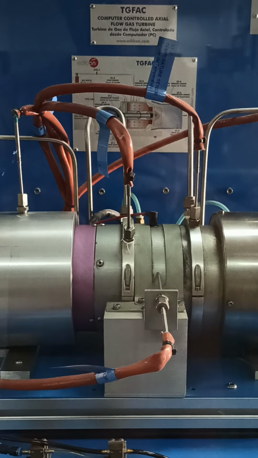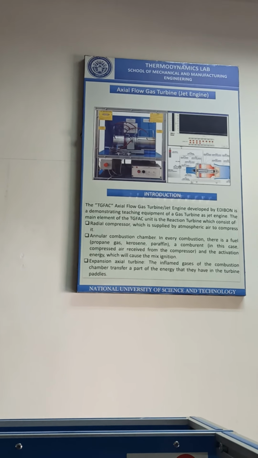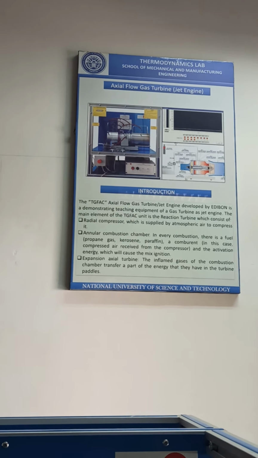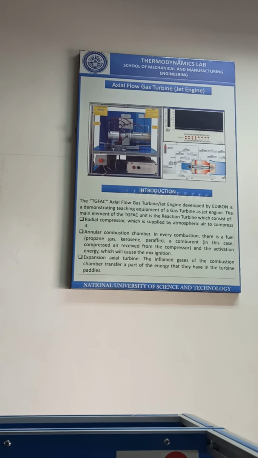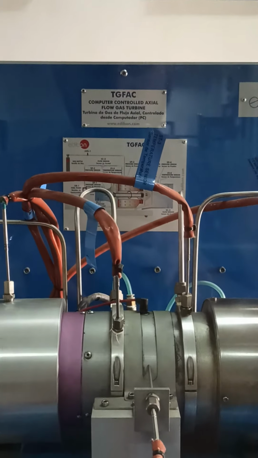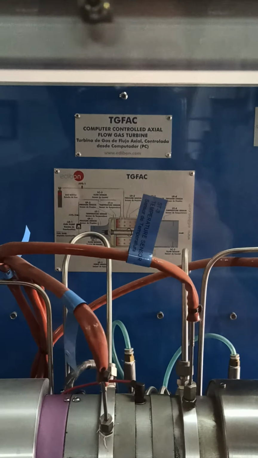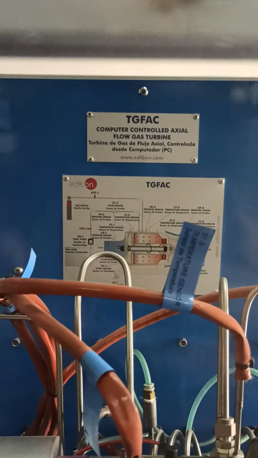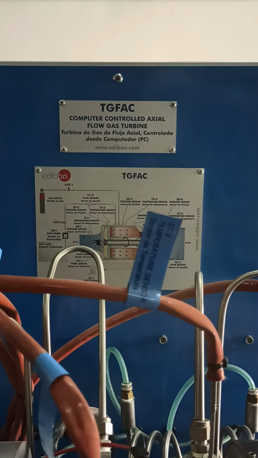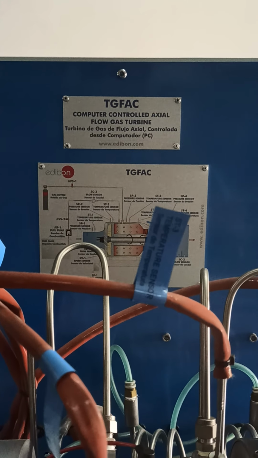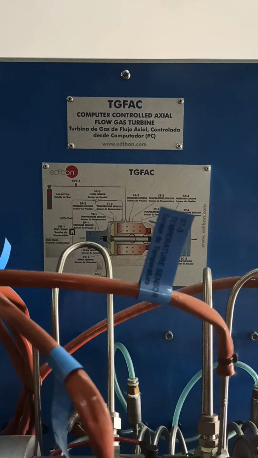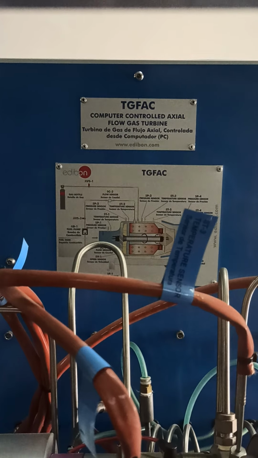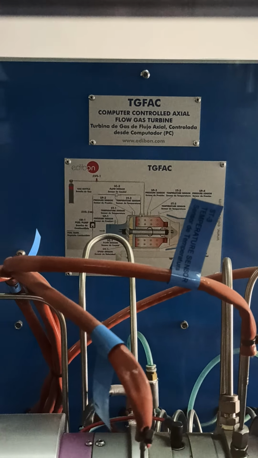All right? Just go through it, you'd get to know the annular combustion chamber, the expansion axial turbine, and then the radial compressor. At the back of it, the same schematic can be found, in which you can see different flow, temperature, and pressure sensors at the various points of the combustion turbine unit.